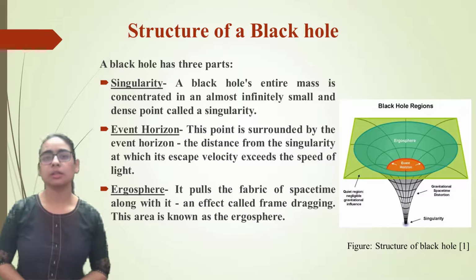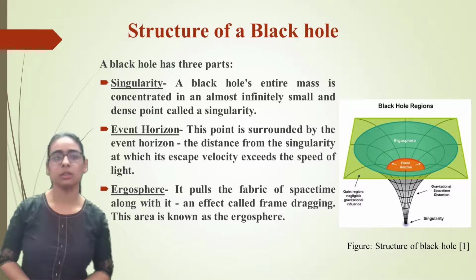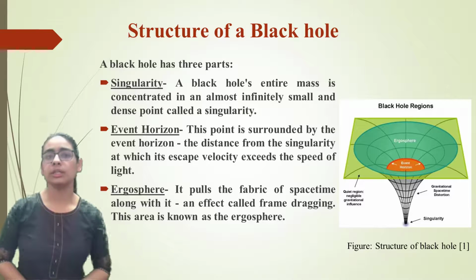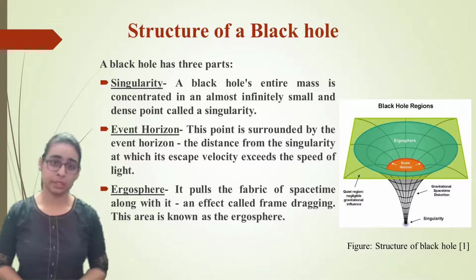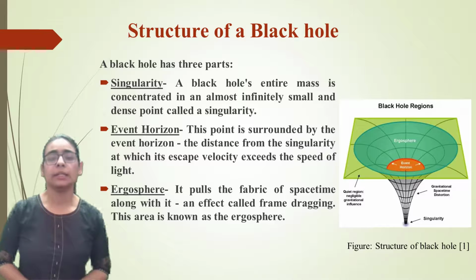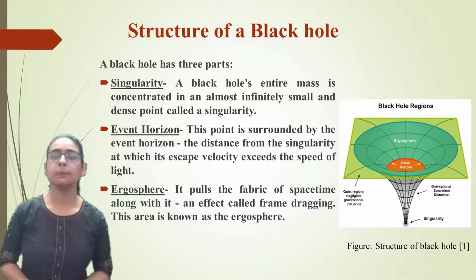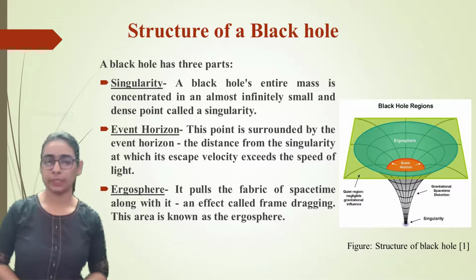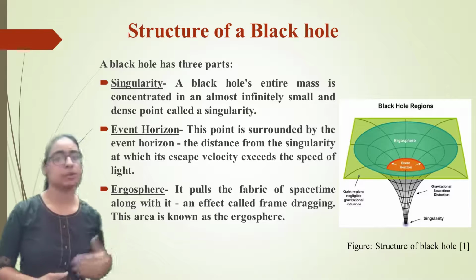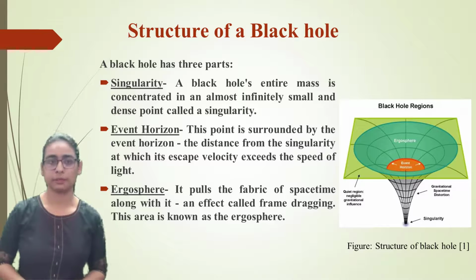The singularity is surrounded by the event horizon, the distance from the singularity at which its escape velocity exceeds the speed of light. A black hole does not have a surface, but it does have an event horizon, which is a particular boundary that surrounds it. The radius of an event horizon is a limit for light rays. Third part is ergosphere. It pulls the fabric of space-time along with it, an effect called frame dragging. This area, as you can see, is known as the ergosphere.